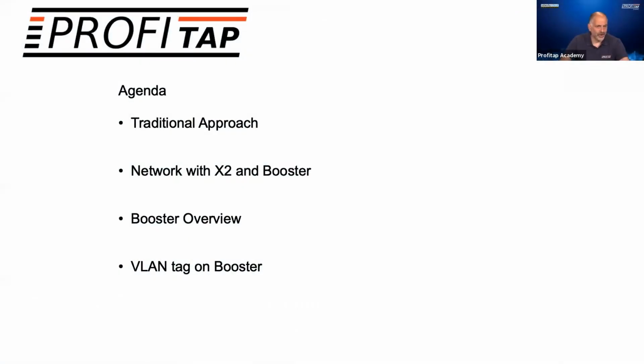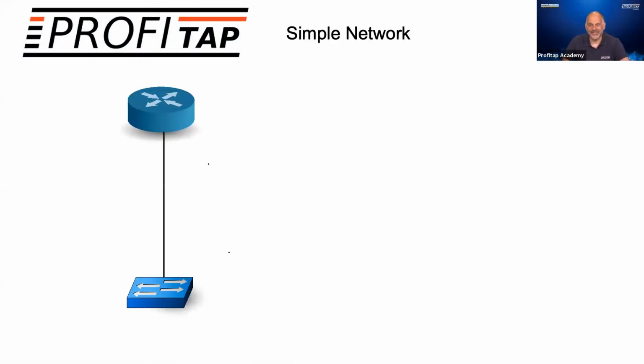So let's go ahead and move on here. Here we have a simple network, right? This is about as basic as it gets. We've got our router, we've got a switch, and all we want to do is get in the path of these packets and start monitoring what's going on.